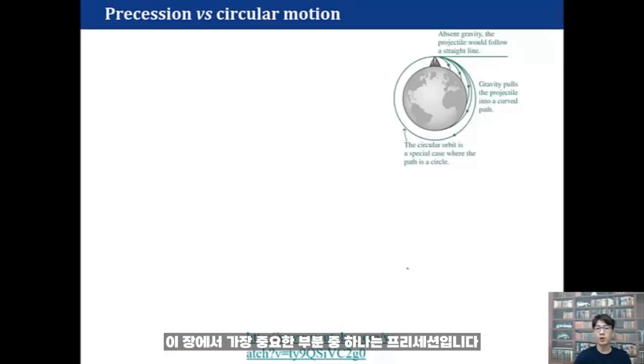Okay, precession is one of the most important parts in this chapter. You need to understand how precession works.